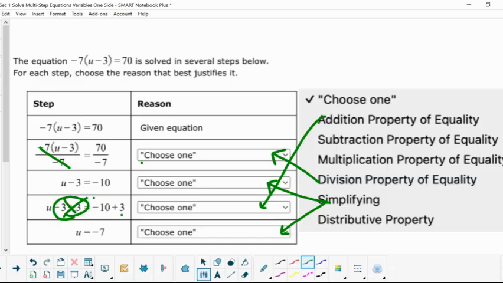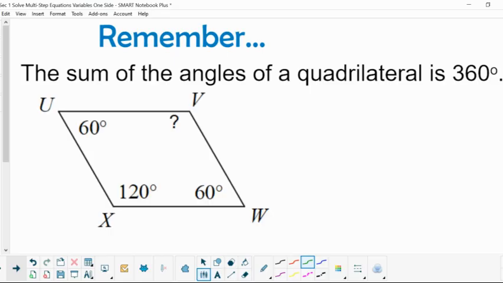If they added, you put addition. If they subtracted, put subtraction. If they multiplied, you put the multiplication. If they just worked out the numbers, put simplified. Are we okay with those? Okay, last off, we saw that we could make an equation when we were trying to find a missing angle. On our quadrilaterals, they're telling us the sum is 360. So we practiced this a little bit.